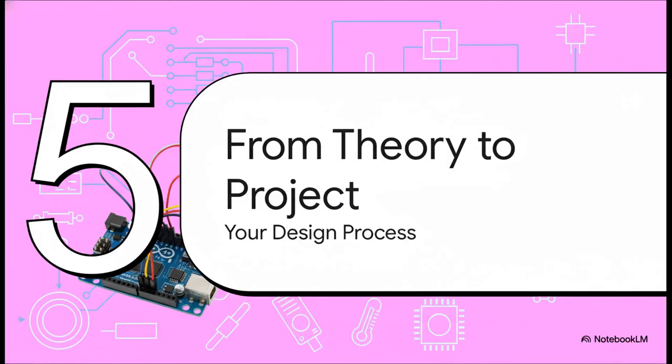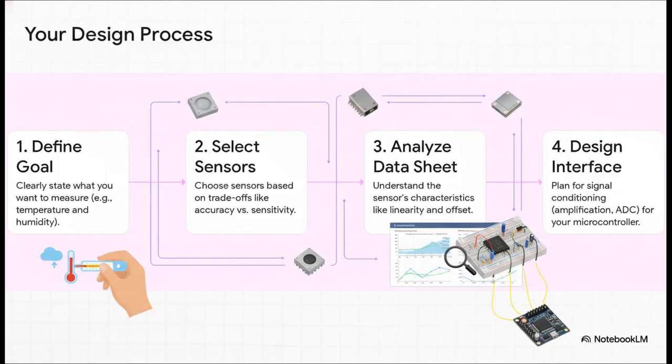So we've covered the what, we've covered the how. Let's wrap this all up into a simple, clear design process that you can use for pretty much any project you can dream up that involves a sensor. And really, it boils down to these 4 logical steps. 1. Define your goal. What are you actually trying to build? 2. Select your sensors. Make that trade-off. Do you need crazy sensitivity or is pinpoint accuracy more important?